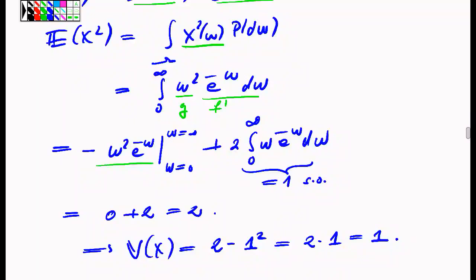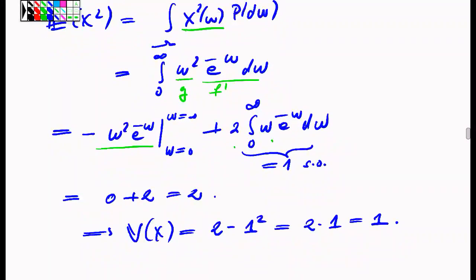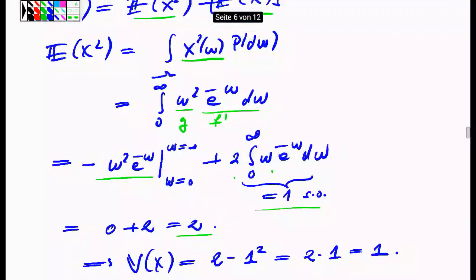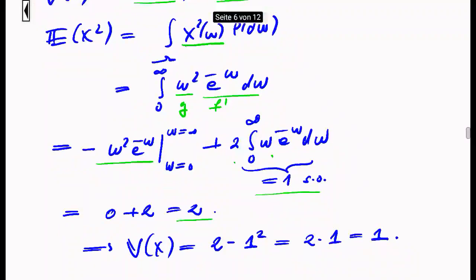moving the derivative to the first factor in this integral gives a 2 omega e to the minus omega, and this omega times e to the minus omega d omega integral is exactly the expression that we have to compute when we want the expected value of this random variable. So what is written here, this integral, is exactly the expected value of x, which was claimed to be 1. So in the end, we see that the expected value of the exponential distribution squared is 2.